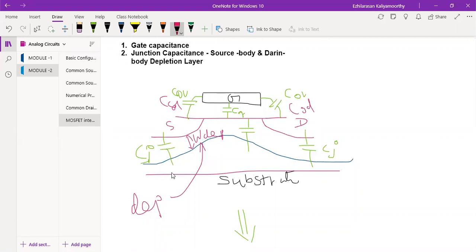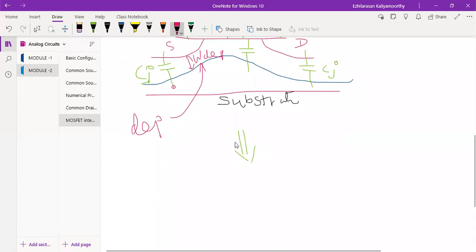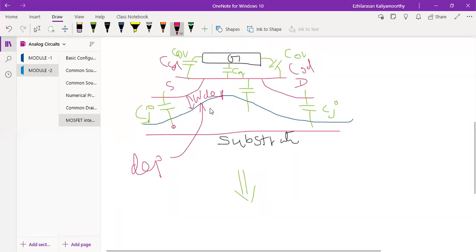Now, this is the body. The source-body and the drain-body depletion layers are what I call junction capacitances. Then this will be your gate capacitance. So this is what we are going to study in detail here: how to find the values for the different capacitances in the small signal parameters.